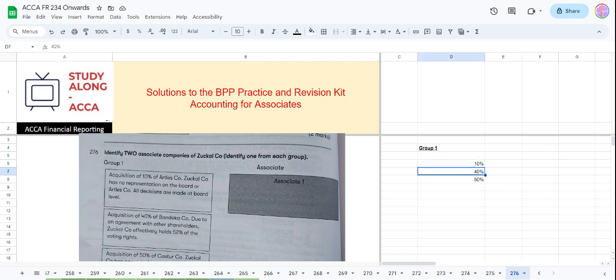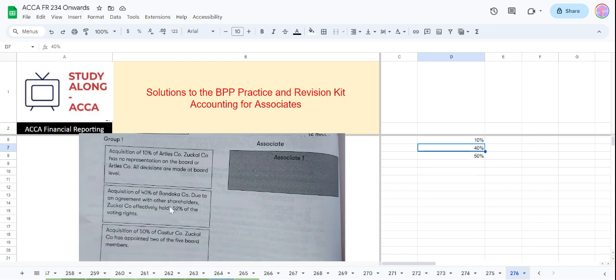Then 40%: due to an agreement with other shareholders, Z effectively holds 52% of the voting rights. So because it has more than 50% of the voting rights, it has the significant influence, and it will have power to direct operating decisions. Even if they have this 40% acquisition. Third, they have acquisition of 50%. So that gives them the significant influence.